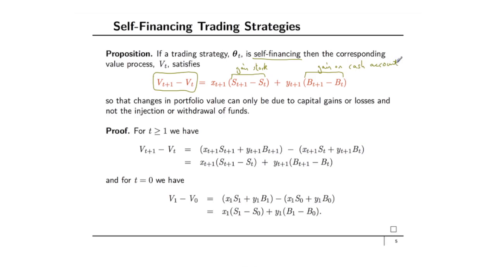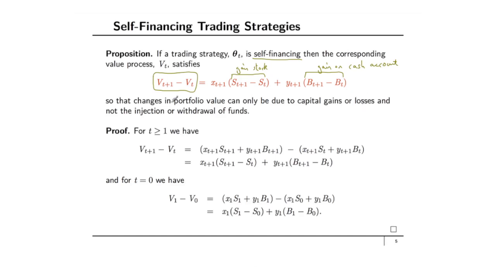So all this is saying is that if a strategy theta_t is self-financing, then the gain on the portfolio is equal to the number of stocks held times the gain on the stock plus the number of units of the cash account times the gain on the cash account. So in particular, changes in the value of the portfolio can only be due to capital gains, so gain in the stock or gain in the cash account or capital losses, and not the injection or withdrawal of funds. In other words, nobody is injecting funds into the portfolio at time t or t+1, and nobody is withdrawing funds from the portfolio at times t or t+1.